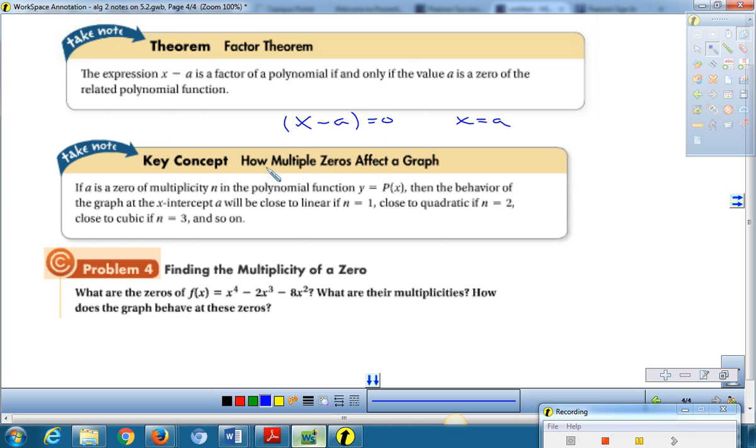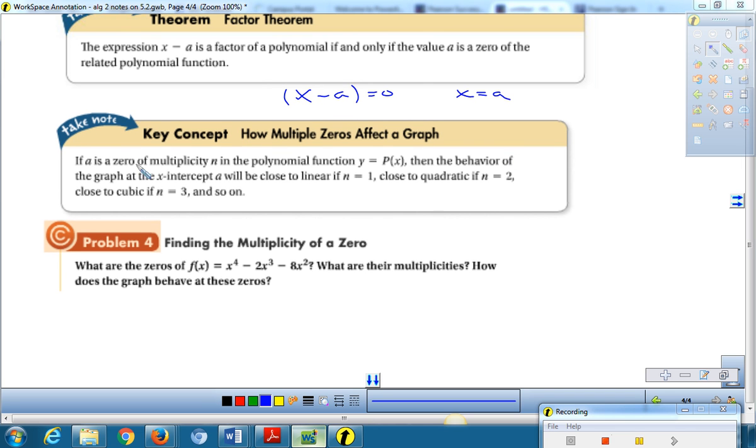Okay. All right. How do multiple zeros affect the graph? So this is very fun to figure out. We have factors of a polynomial. Let's read through this first and then we'll make it a little easier to understand. If a is a zero of multiplicity n in the polynomial function p of x, then the behavior of the graph at the x-intercept a will be close to linear at n equals 1, close to quadratic at n equals 2, and close to cubic at n equals 3, and so on.